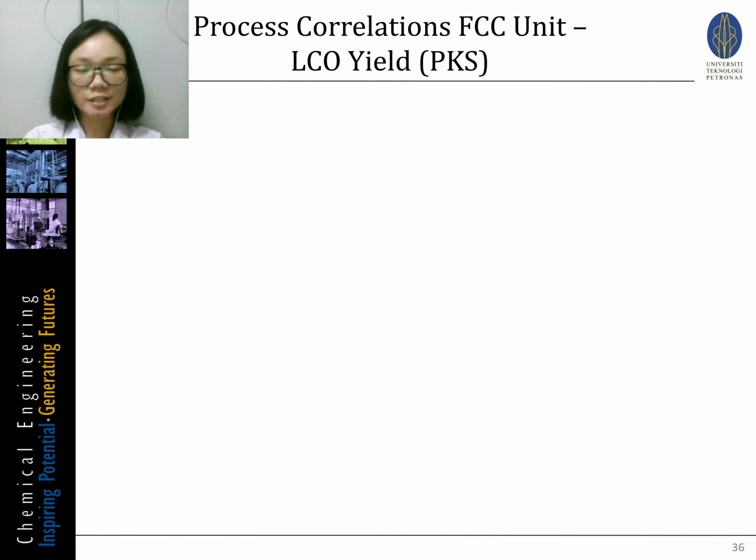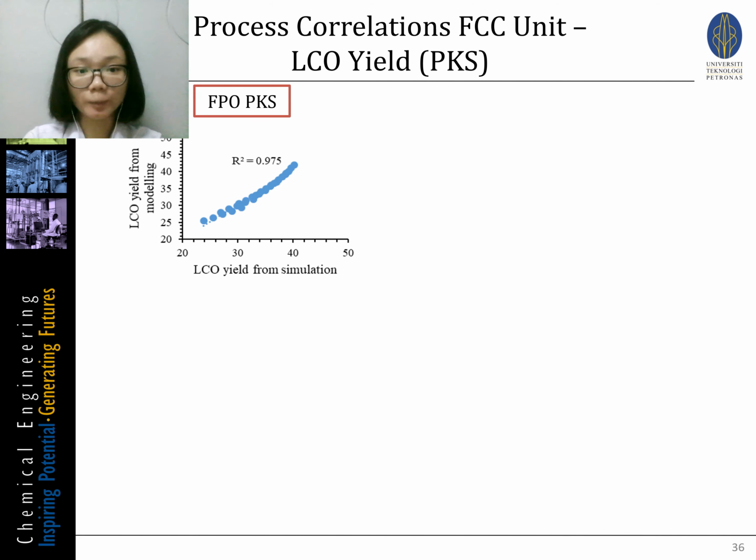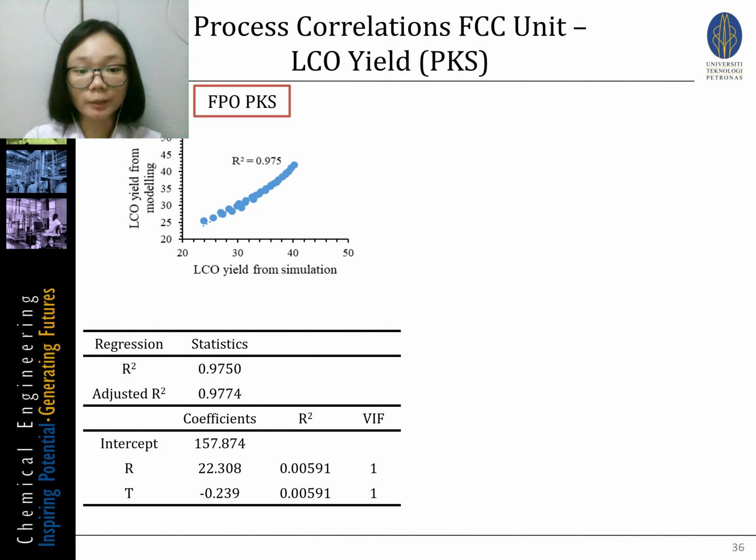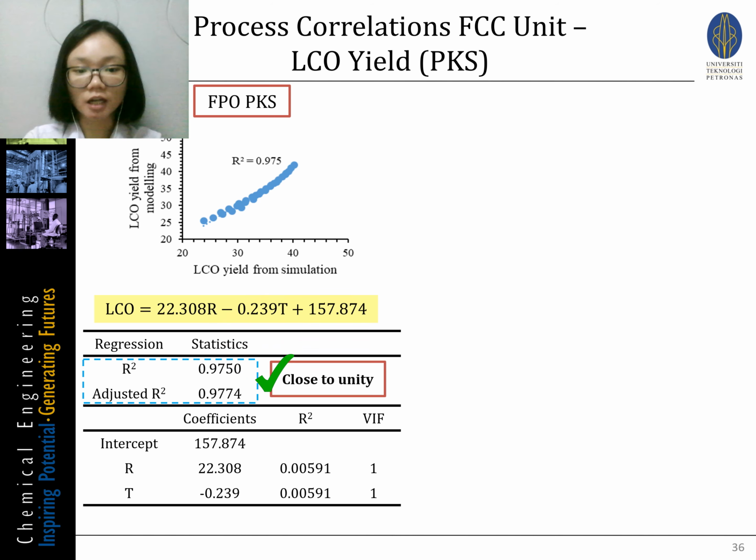Moving on next, here is the process correlation of LCO yield from PKS boil oil. Firstly, here is the FPO PKS boil oil, and this is the result from the surrogate model development, and this is the final form of the equation, which consists of R and T variables, and the R squared and adjusted R squared are close to unity, and the VIF is also less than 5.